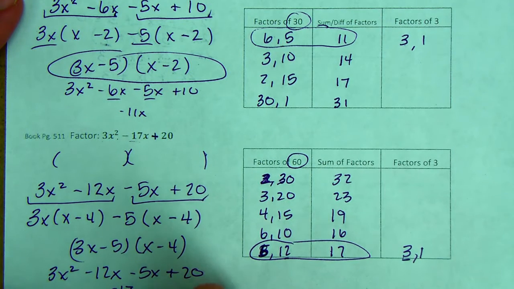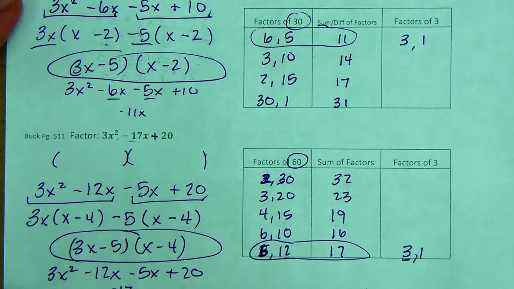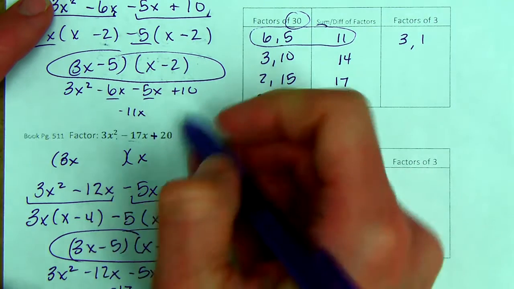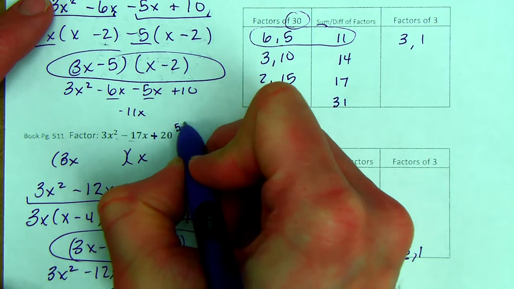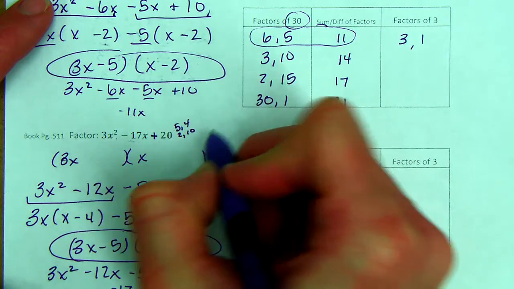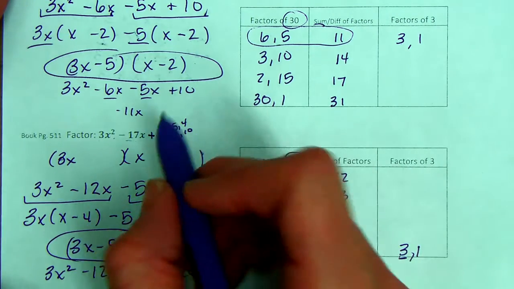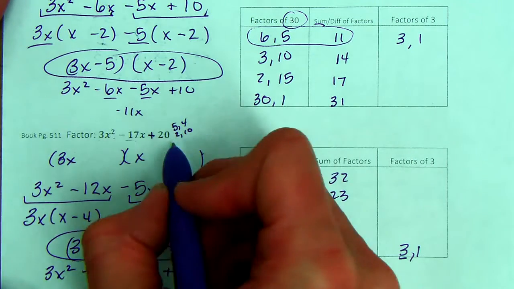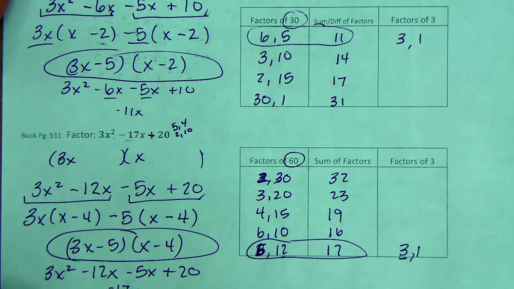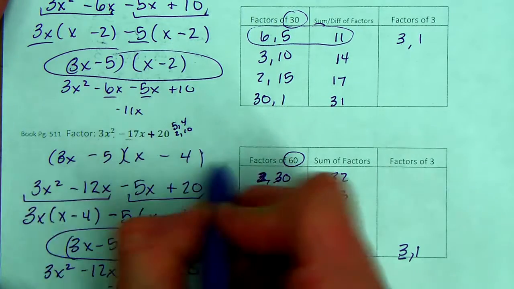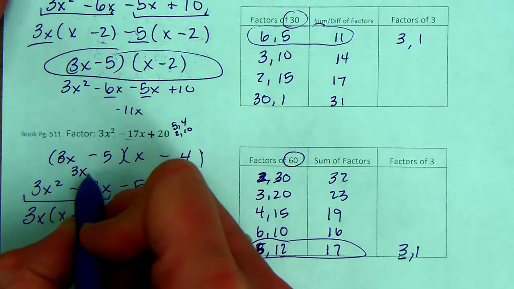Now, could I have just guessed and checked? Yeah, I know it's going to be 3x. I know it's going to be x, and I could check 5 and 4. I could check 2 and 10. I could check all of those and figure it out and see what it would be. And I knew I would take 4 times 3 and add 5, because 4 times 3 gives me 12. So I get 3x squared minus 12x minus 5x plus 20. And I could do that also.